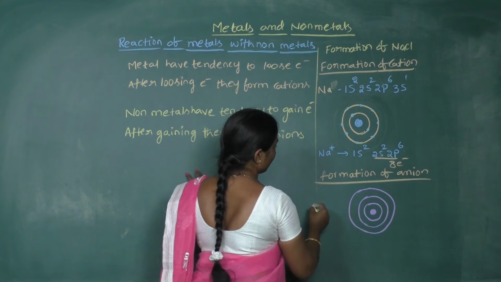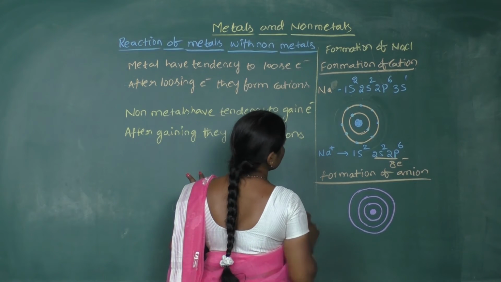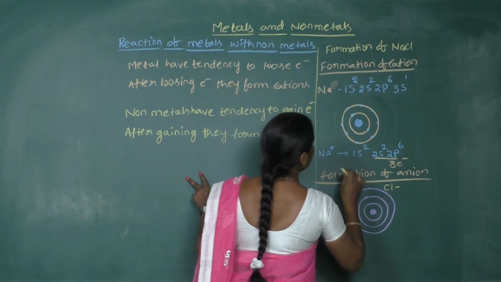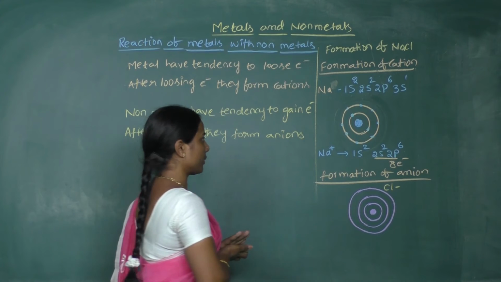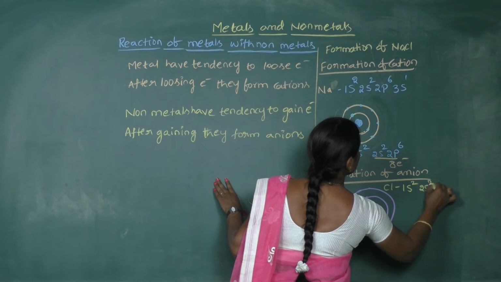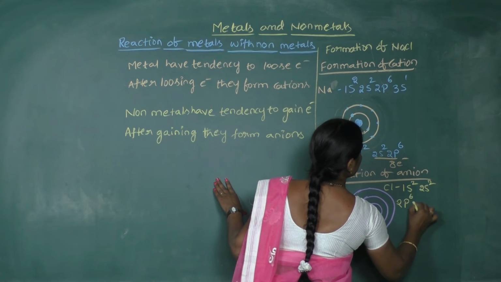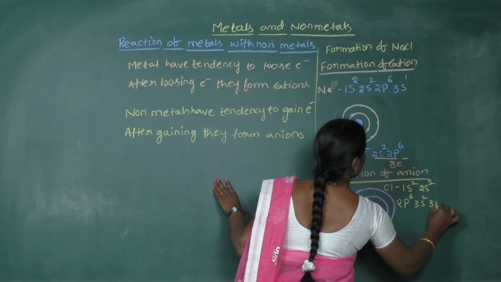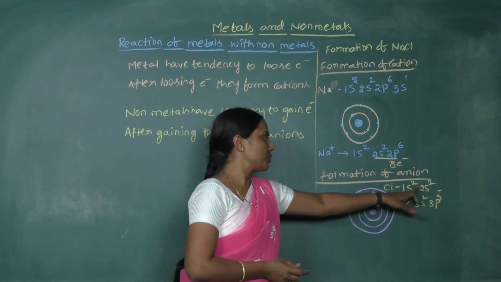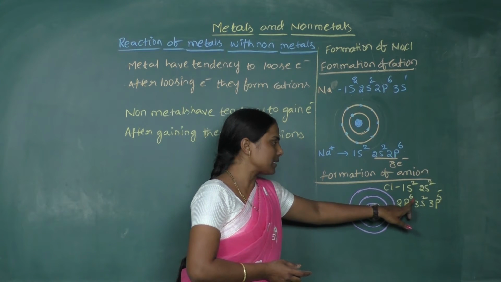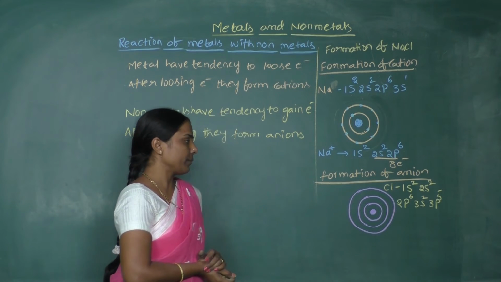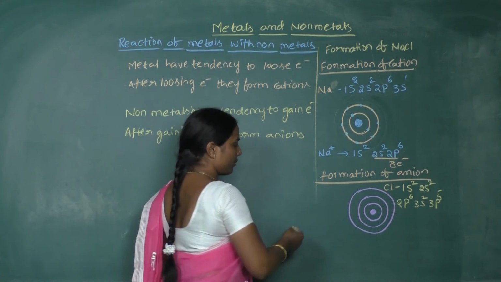Before that, I'm going to discuss chlorine. The configuration of chlorine, which has 17 electrons, is 1s2, 2s2, 2p6, 3s2, 3p5. See that, 2 plus 2 is 4, plus 6 is 10, plus 2, plus 5. Totally 17 electrons are present. Let's try to accommodate these electrons in the shells.